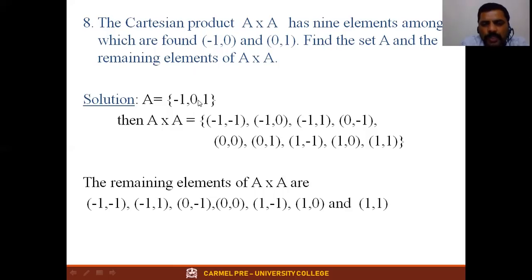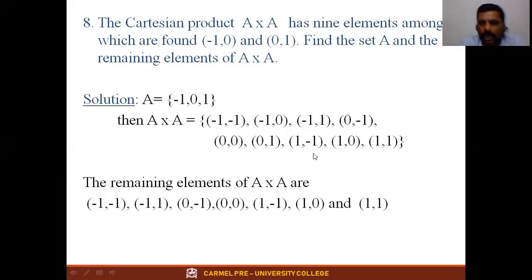Now starts with 0. Don't start with 0 with respect to 0 only. When you take this number, always go to the first number. (0, -1), (0, 0), then (0, 1). These are the three pairs which start with 0. Next, when you start again with 1, again go back to the first number. It is (1, -1), (1, 0), and (1, 1). These are the 9 elements.